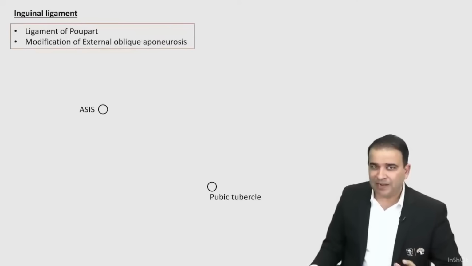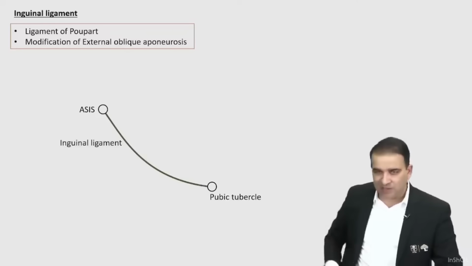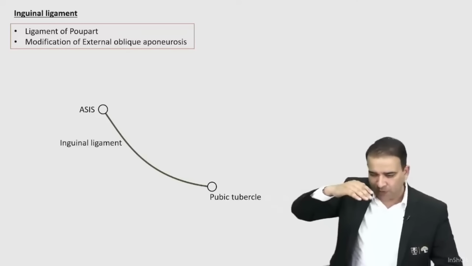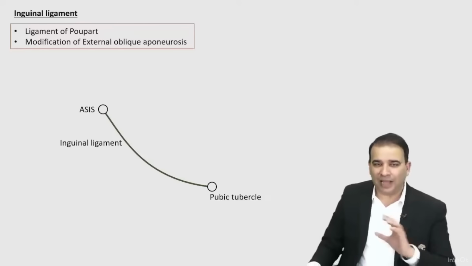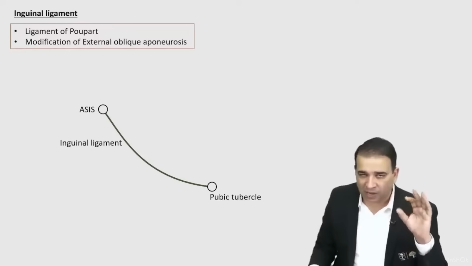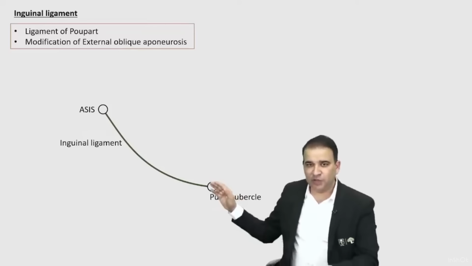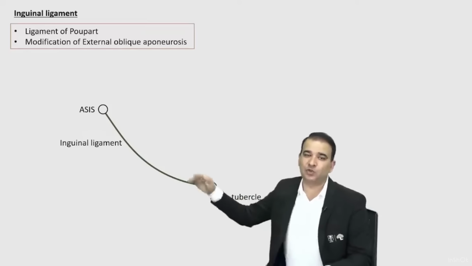Now, inguinal ligament attaches between the anterior superior iliac spine and pubic tubercle. It goes from ASIS to pubic tubercle. We know lower fibers of external oblique aponeurosis upturn to form this inguinal ligament. What I want to discuss is the three modifications of inguinal ligament. One modification will come from this inguinal ligament and run along the superior ramus of pubis, called the pectineal ligament.